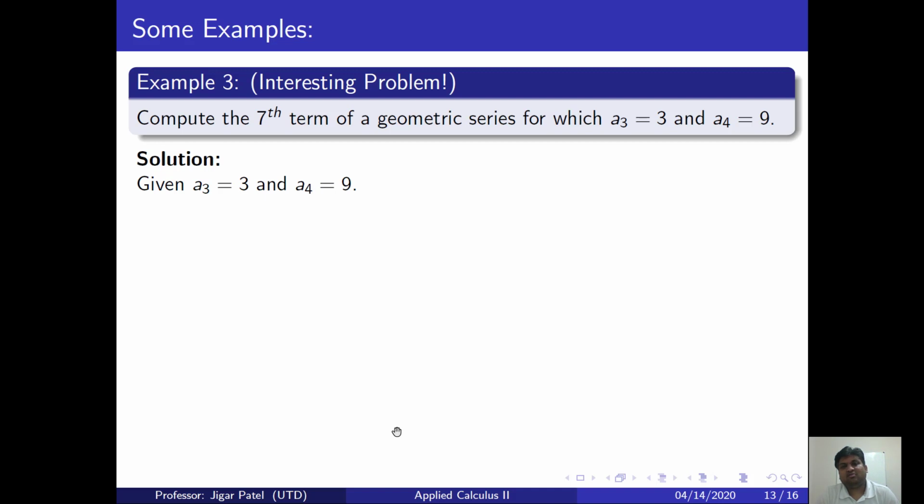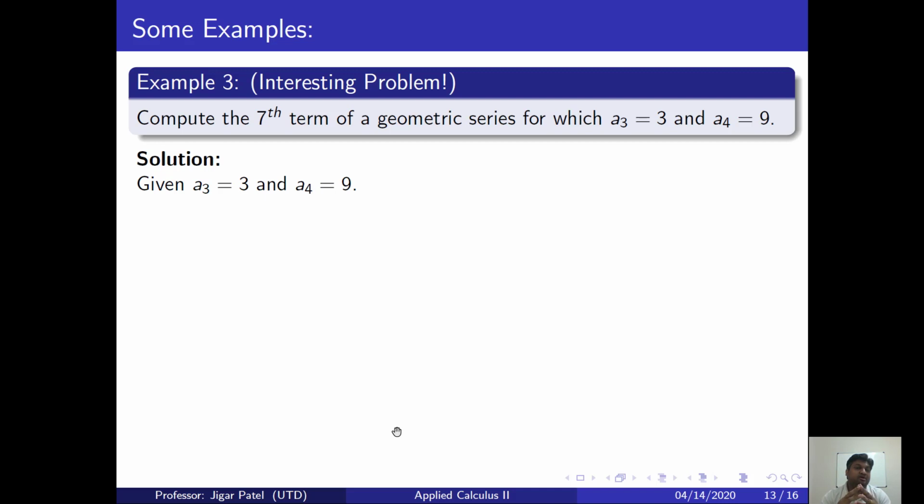Compute the 7th term of the geometric sequence for which the 3rd term is 3 and the 4th term is 9. Suppose I give you a geometric sequence whose 3rd and 4th terms are given, and you would like to calculate the 7th term. Notice that 2 consecutive terms are given. As I said, to calculate a and r, I only need any 2 terms of my sequence. So 2 terms are given. I need a and r.